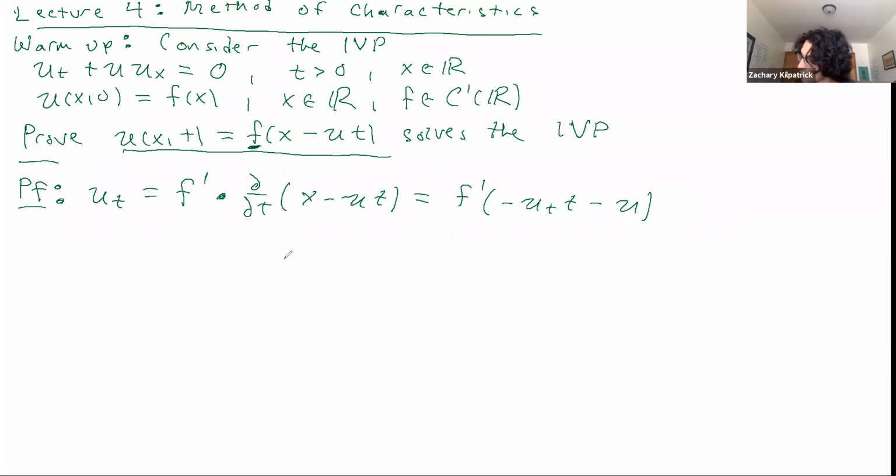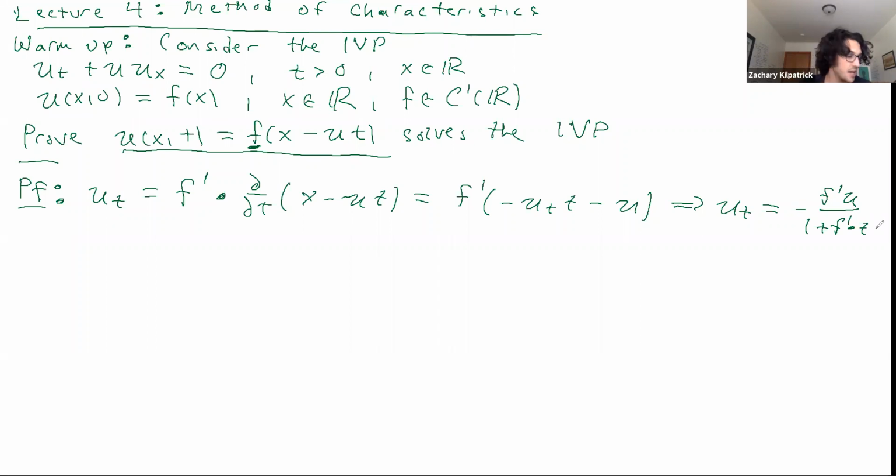And so now you have this equation that you can solve for u_t, and you get u sub t equals minus f prime u divided by 1 plus f prime multiplied by t. Okay, so that's your u_t term.